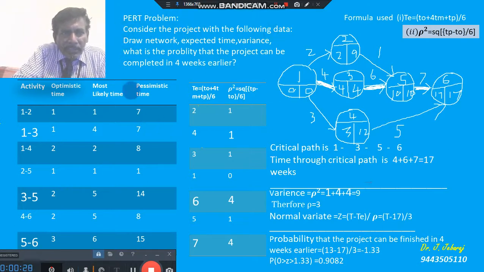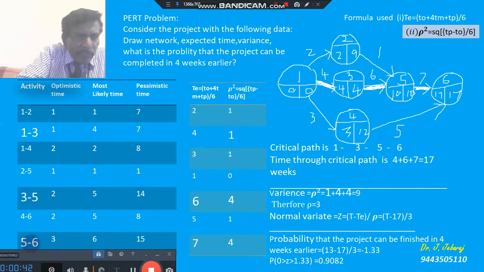The data is given here. Data means consider the project with the following data. So data means what? The activities will be given. 1, 2, 3, 4, 5, 6, 7 activities are given, and the 3 time estimates will be given. So this only we say data.